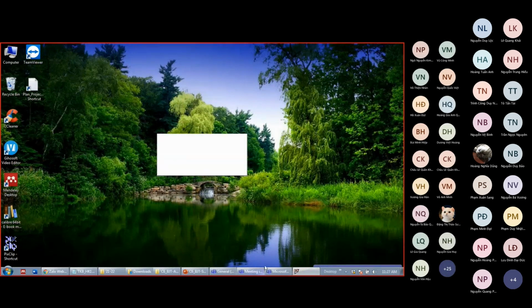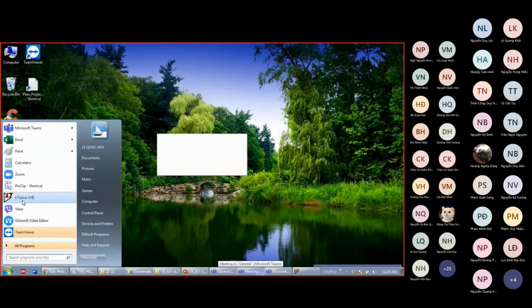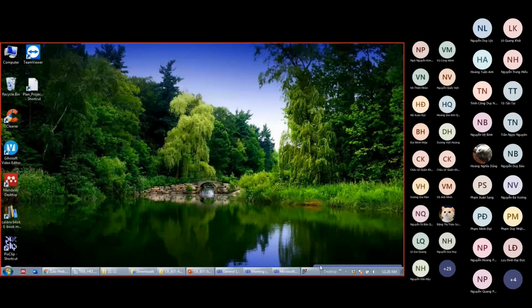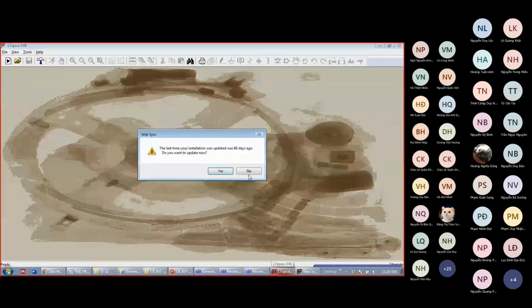There might be something wrong with my LTSpice installation.